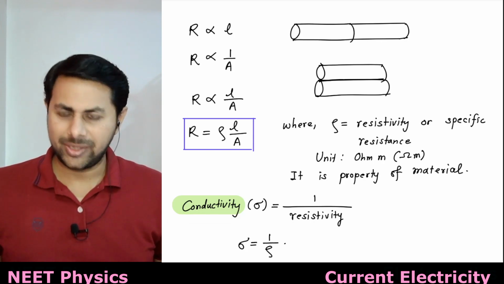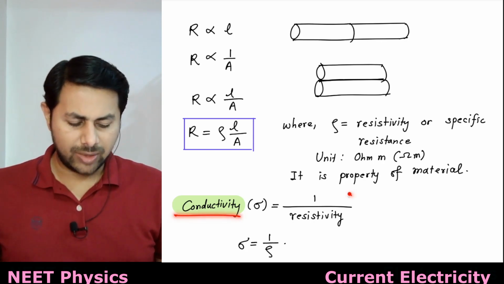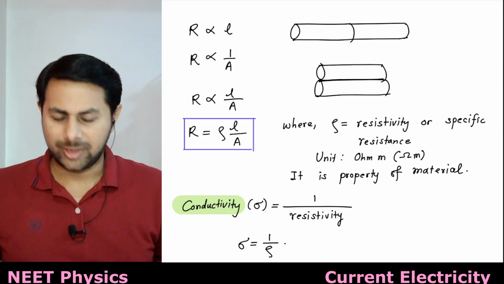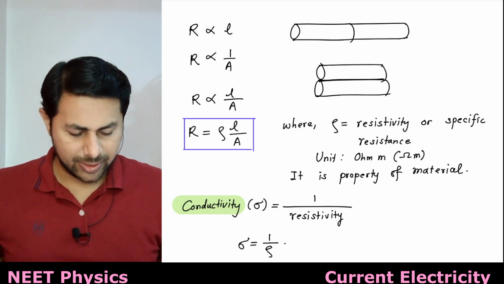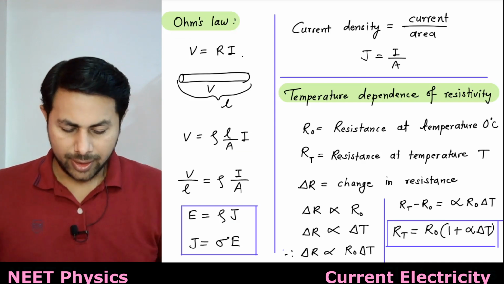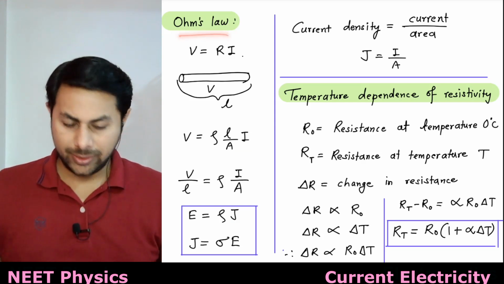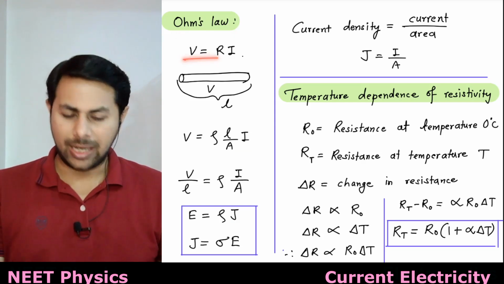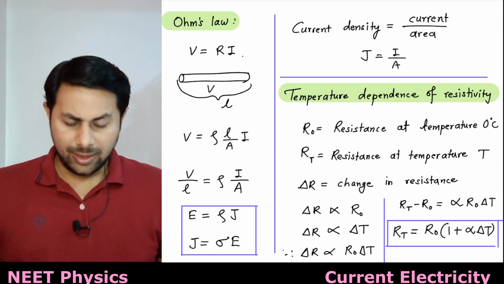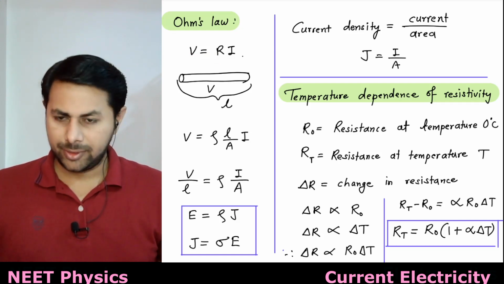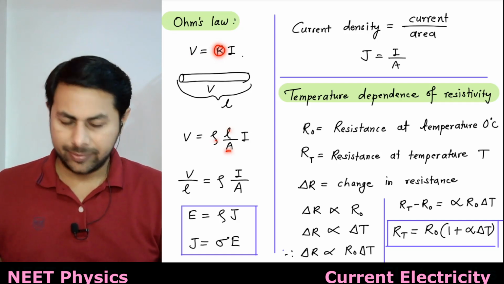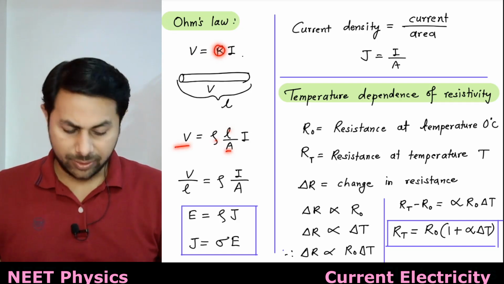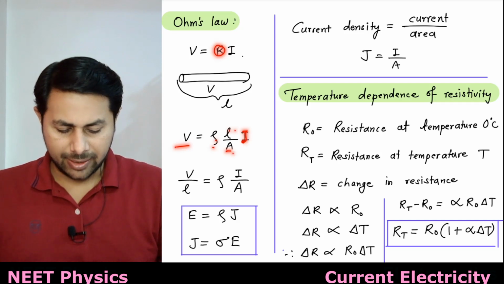After that, the next thing is conductivity. It's another definition. Conductivity is 1 upon resistivity, right? Next we know Ohm's law. What is Ohm's law? V is equal to R times I, and this R can be written as rho into L by A, right? So V is equal to rho times L by A multiplied by I.